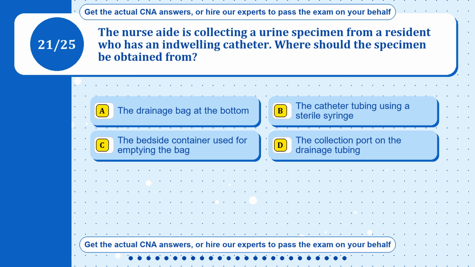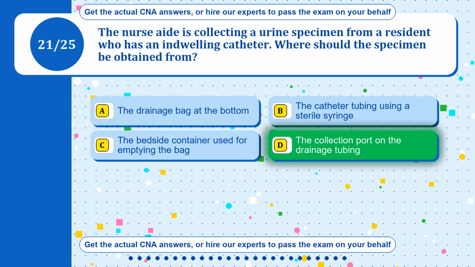Question 21. The nurse aide is collecting a urine specimen from a resident who has an indwelling catheter. Where should the specimen be obtained from? Option A. The drainage bag at the bottom. Option B. The catheter tubing using a sterile syringe. Option C. The bedside container used for emptying the bag. Option D. The collection port on the drainage tubing. The correct answer is option D.